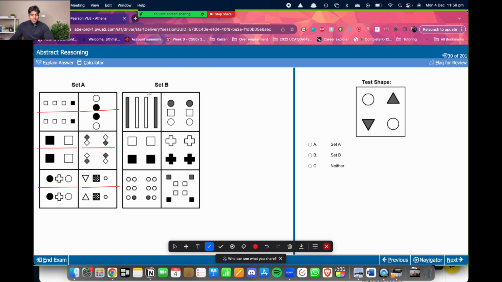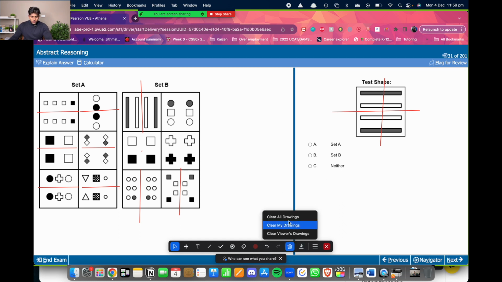In set A, and then line of symmetry is vertical in set B. So the symmetry questions tend to be very easy questions. Looking at this, I can see that there's no line of symmetry vertically or horizontally, so I know that this is probably going to be neither. I can just move on to the next question. That was an obvious one.